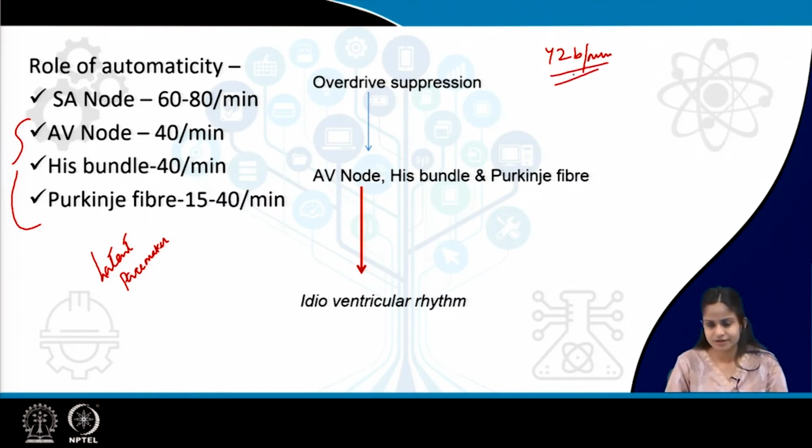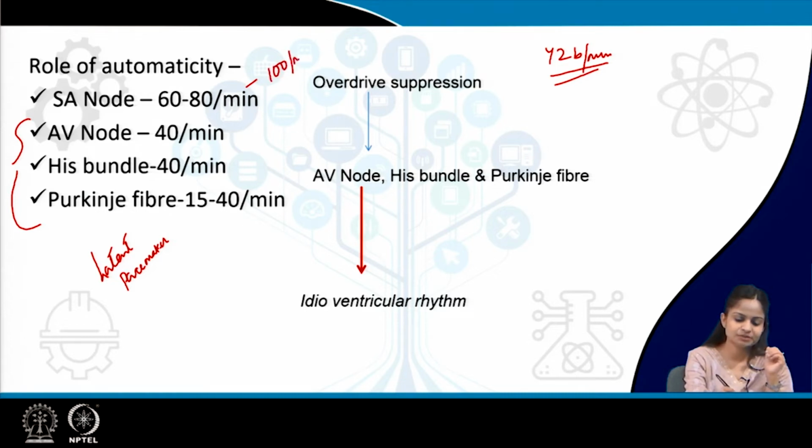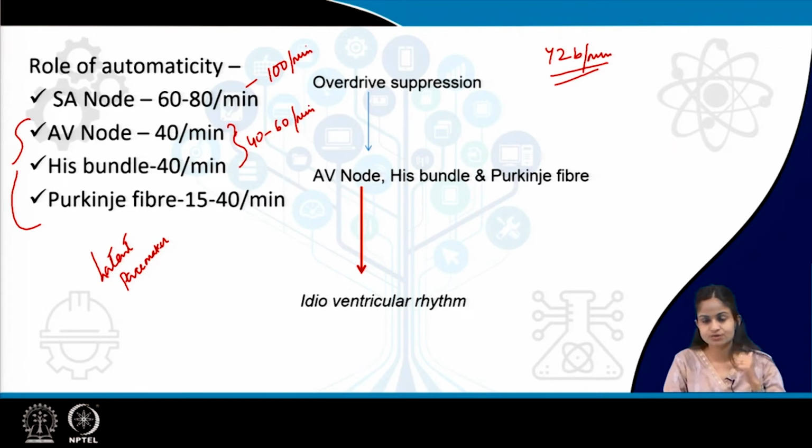So, the SA node is the sinoatrial node which controls our beats, and it sends impulses between 60 to 80 beats per minute. Maximum it can go up to 100 beats per minute. Then coming to the AV node, the AV node as well as the bundle of His beat at the rate of 40 to 60 beats per minute, and Purkinje fibers beat at 15 to 40 beats per minute. Now, this is because of the number of P cells which are present in these tissues.